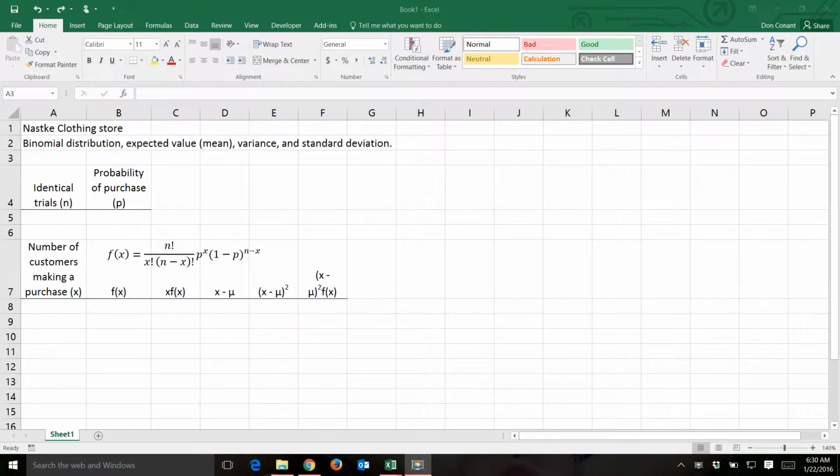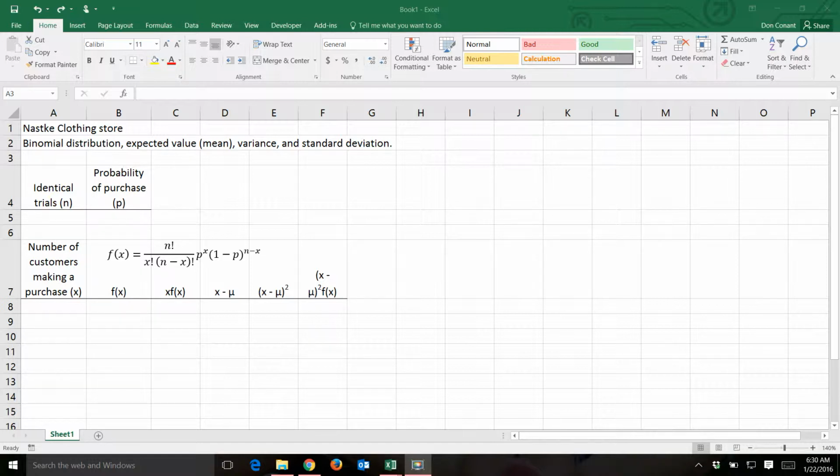In this video, we'll examine the binomial probability distribution. We'll use the in-chapter example of the Nasky clothing store to illustrate the various calculations in the binomial distribution. These include the expected value or mean, the variance, and the standard deviation. In the text, we're provided with some information to construct a small problem.